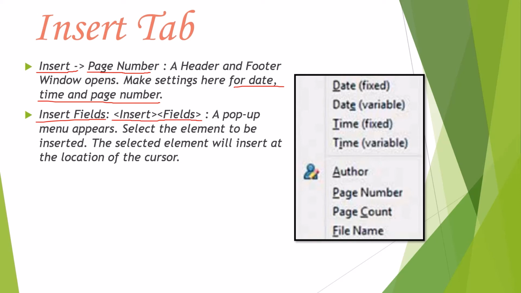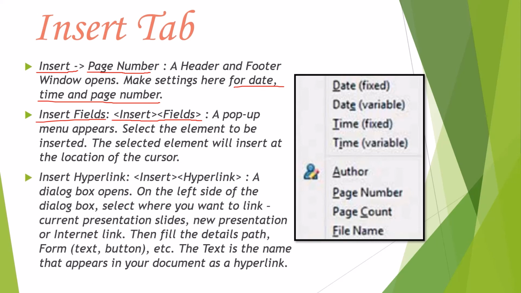Next is how to insert a hyperlink. You have to again go to the insert tab, then select the option hyperlink. Then a dialog box will appear and you will fill in the details as per the requirement, and then the hyperlink will be inserted.